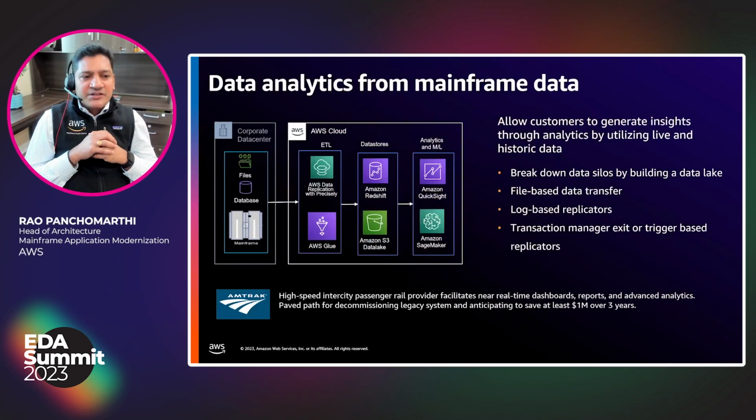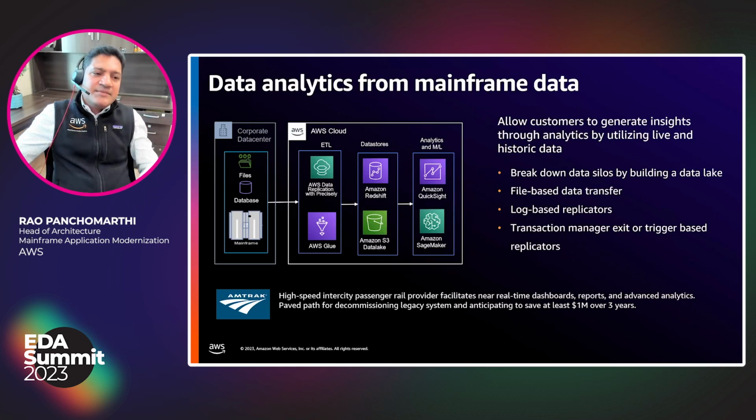Another pattern that I would like to explain: in this case, customers are also asking about data that is siloed, locked on the mainframe. They would like to migrate the data and quickly generate reporting out of it, or run AI/ML models using AWS native tooling like SageMaker or QuickSight for reporting.